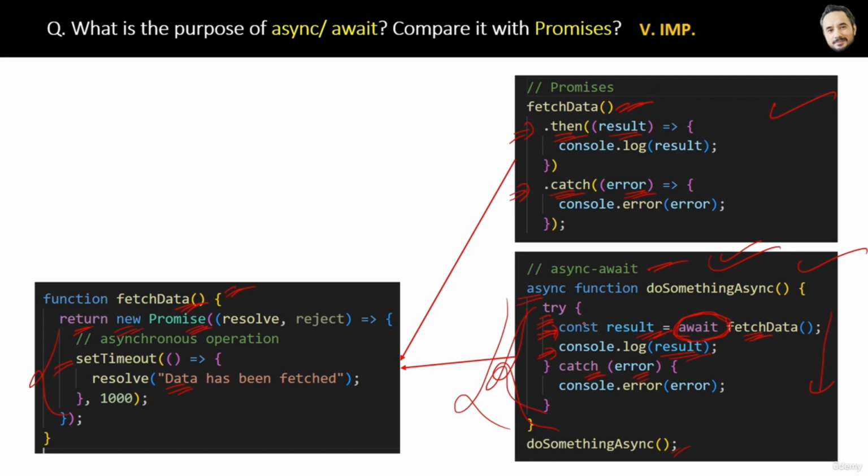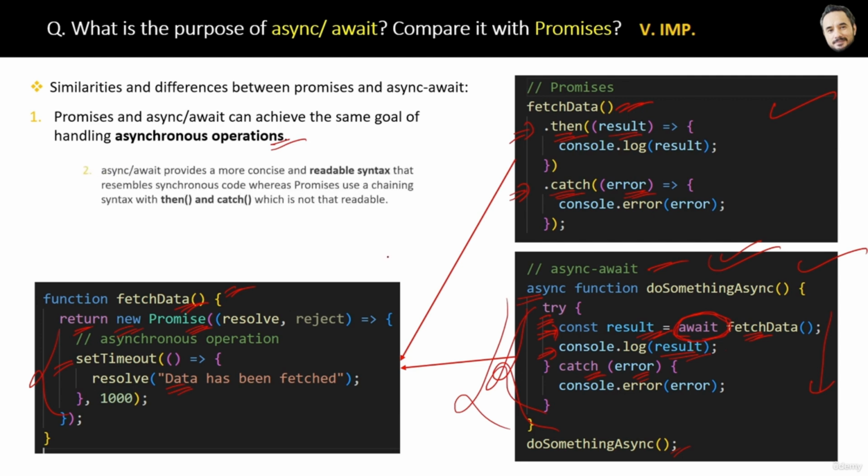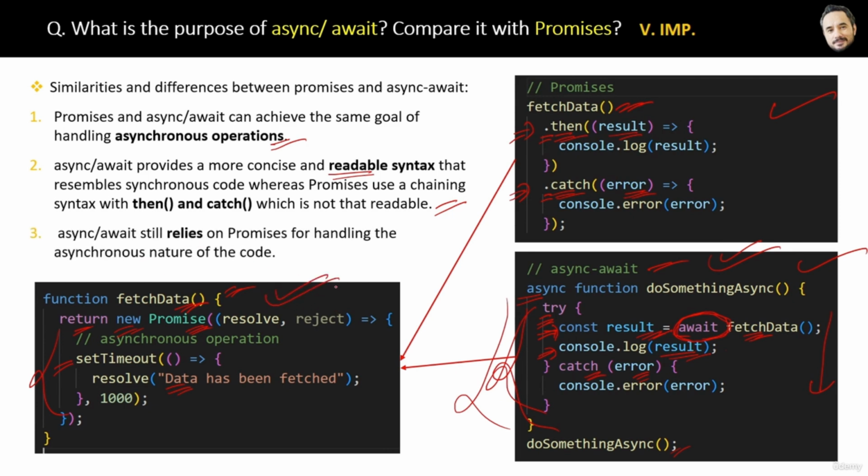Now here are some similarities and differences between promises and async await. The similarity is promises and async await can achieve the same goal of handling asynchronous operations. The difference is async await provides a more concise and readable syntax that resembles synchronous code, whereas promises use a chaining syntax with the then and catch, which is not that readable. The last point is async await still relies on promises to handle the asynchronous nature of the code.